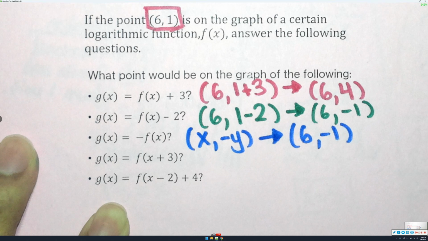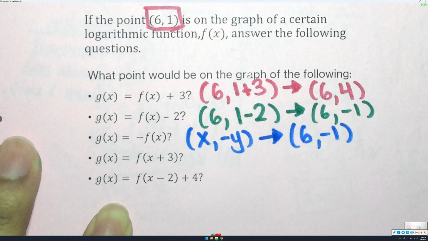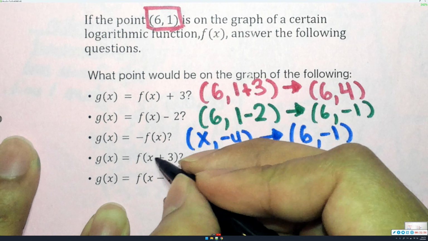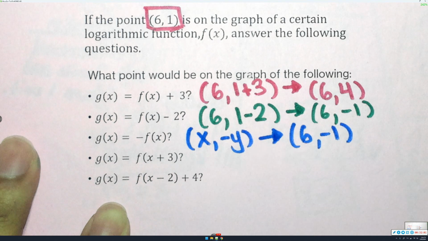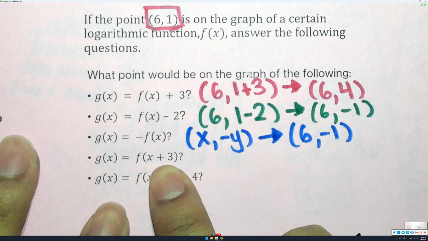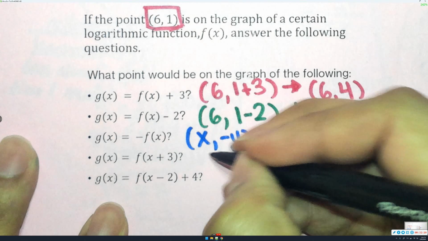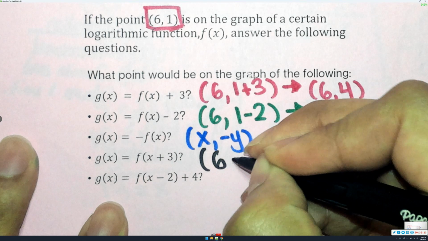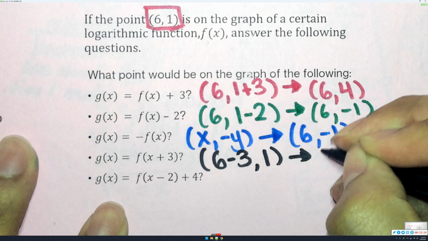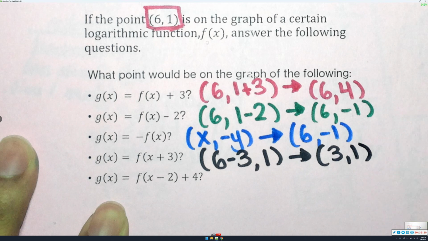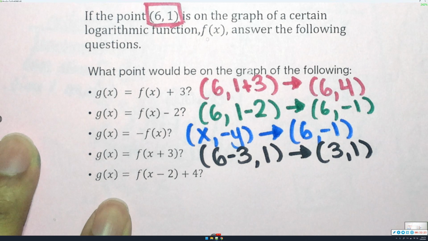Now, for the next couple of questions, pay attention. These ones get a little bit confusing at first. We have g of x equals f of x plus 3. X plus 3, what does that mean? We're going to the left by 3 units. Now, this is your h value. If it's an h value, we change the sign. So this will turn into 6 minus 3, 1, which is (3, 1).